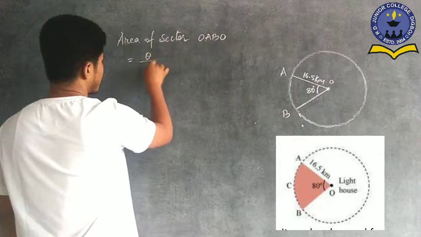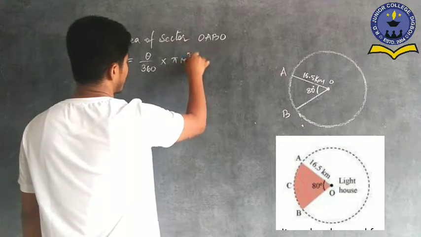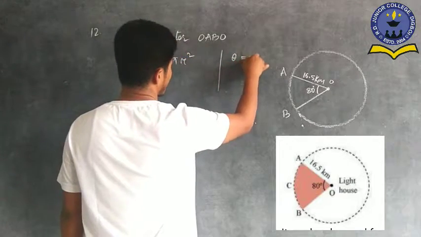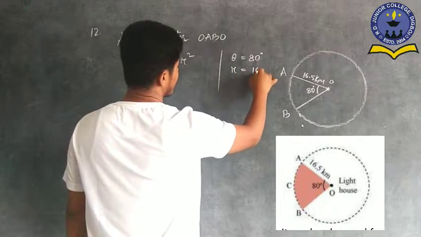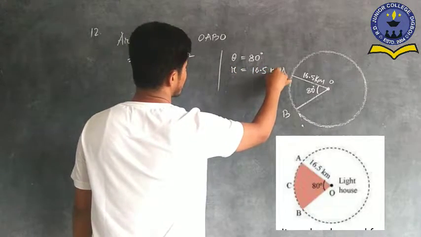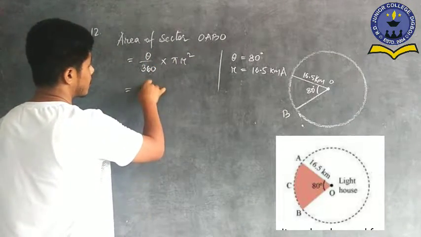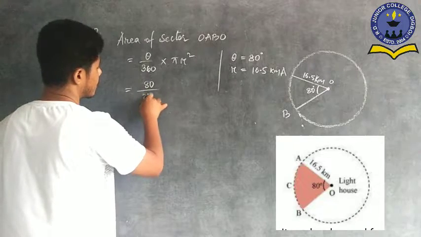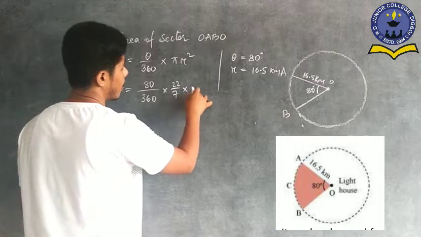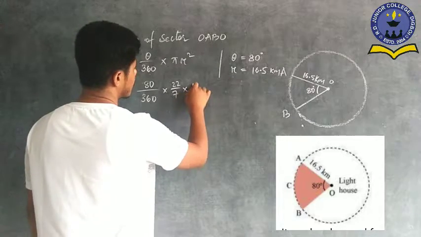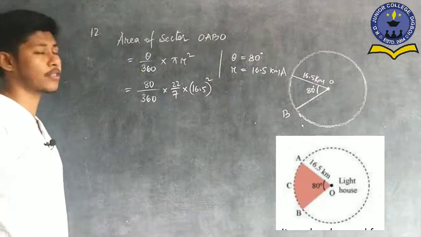So that's why we write the formula here: area of sector equals theta by 360 into pi r square. Here it is already mentioned, theta equals how much? 80 degrees, and r equals how much? 16.5 kilometers, is it not? So these two are given. If you put these two values here, theta means 80 degrees, so 80 by 360 into pi, which we write as 22 by 7, and r means 16.5 whole square, or you can write 16.5 into 16.5.